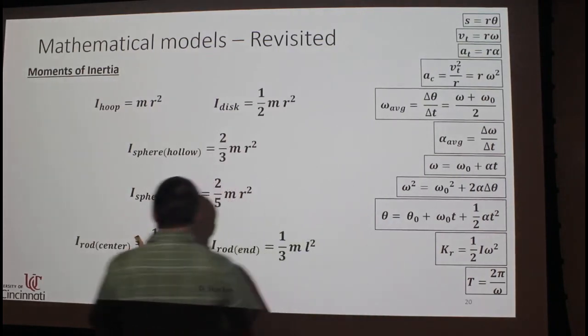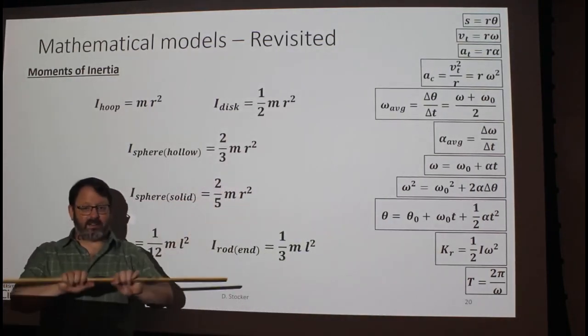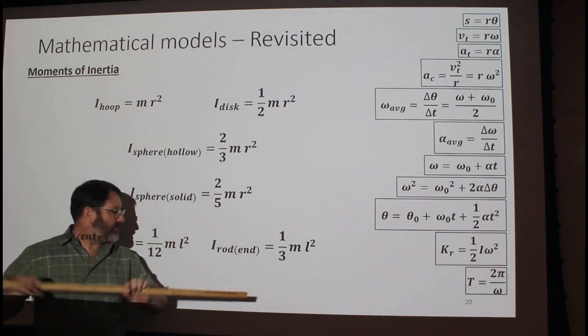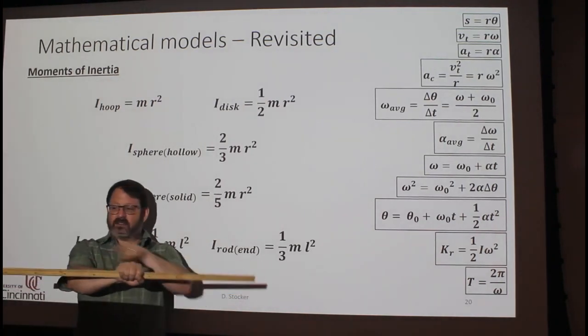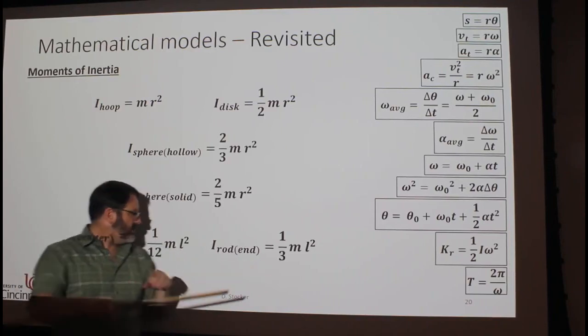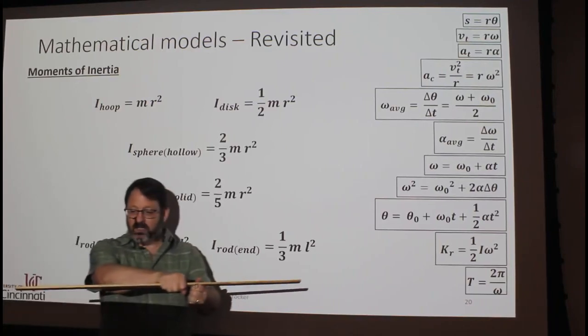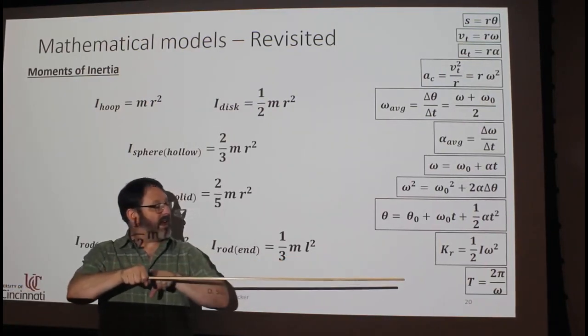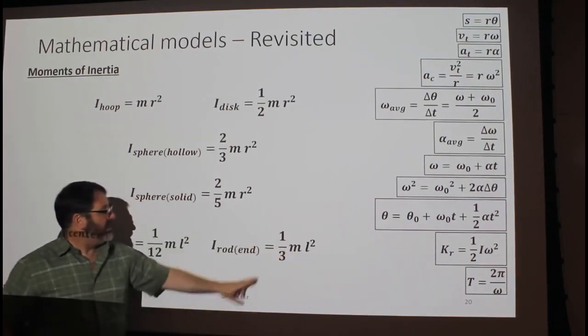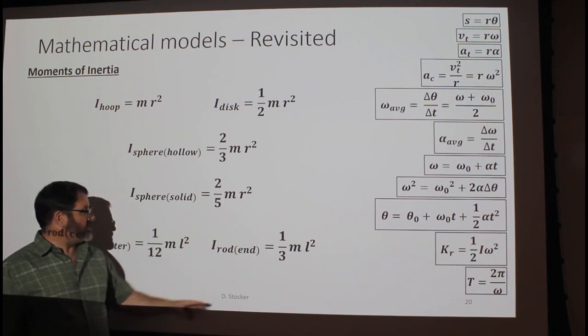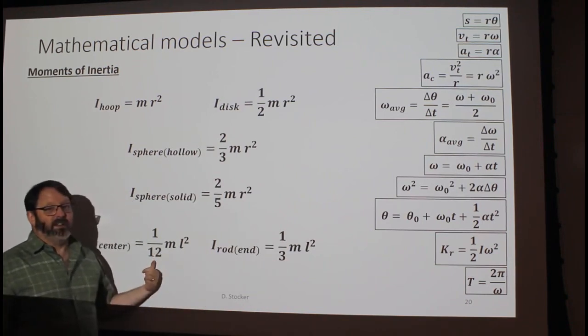For a rod, this one doesn't have an r, it has a length, like the length of a rod. If I hold it in the center, then the mass is all close into the middle, so this number is small. If I hold it at the end, now the mass is farther away. And since the mass is farther away, the moment of inertia is larger. 1/3 is much larger than 1/12.